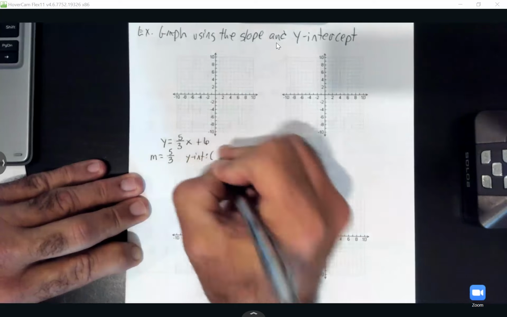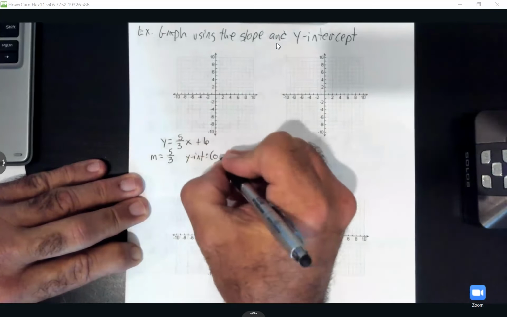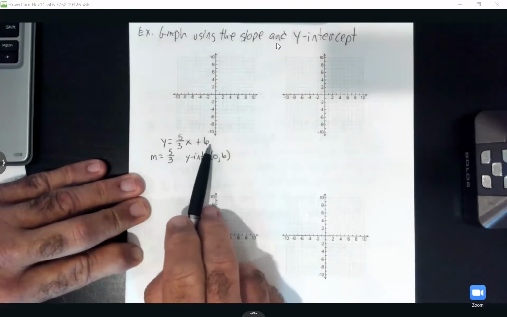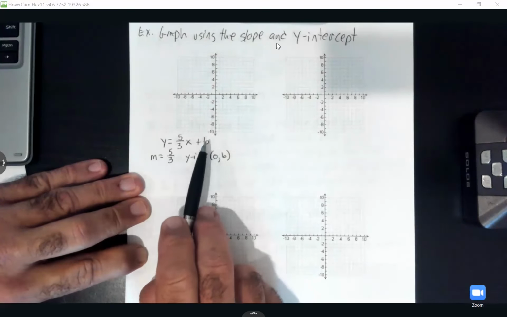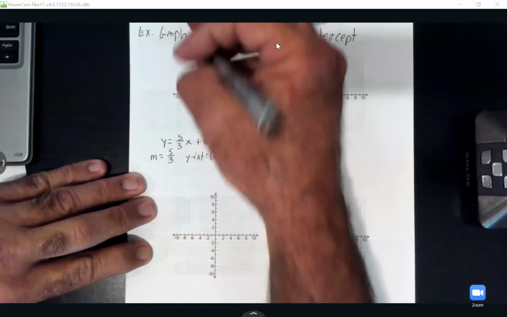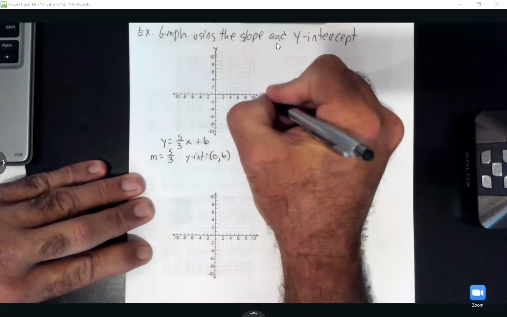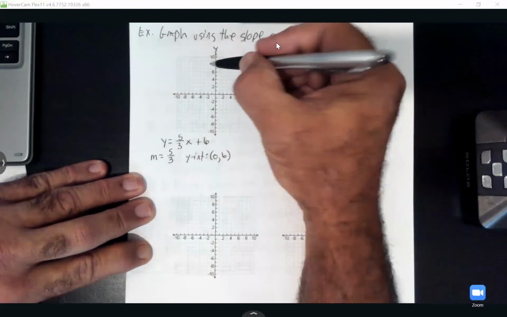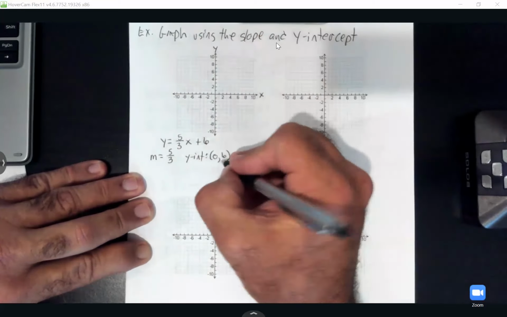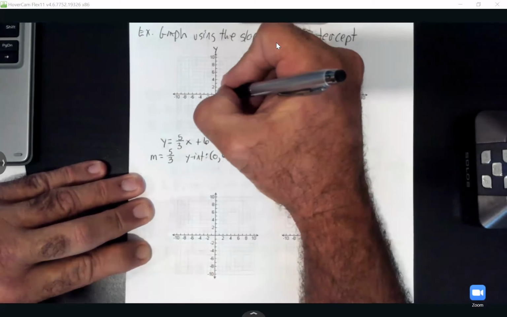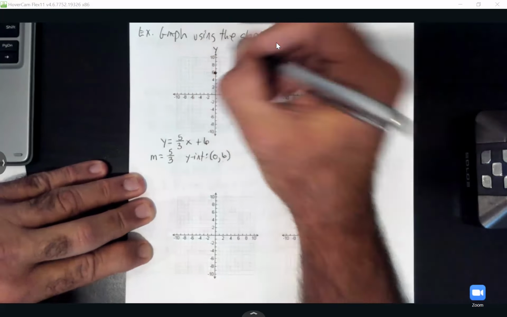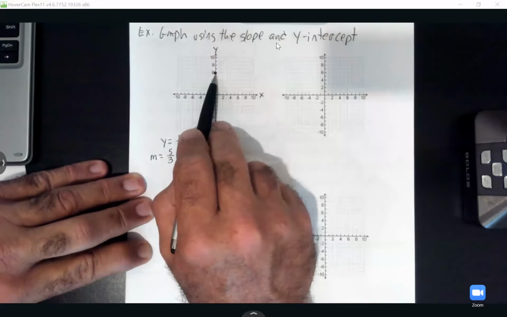Now, here's my y-intercept. So my y-intercept will be 0 for the x and 6 for the y. So remember, that's telling me my starting point. So y'all, first thing we're going to do, we're going to plot the y-intercept. So remember, here's my y-axis and my x-axis. So the y-intercept will be on this vertical y-axis. So 0, 6, start at 0 for the x's and go up 6. So there's my first point.